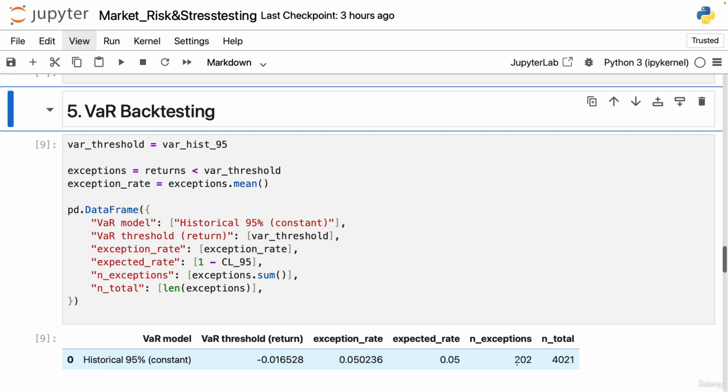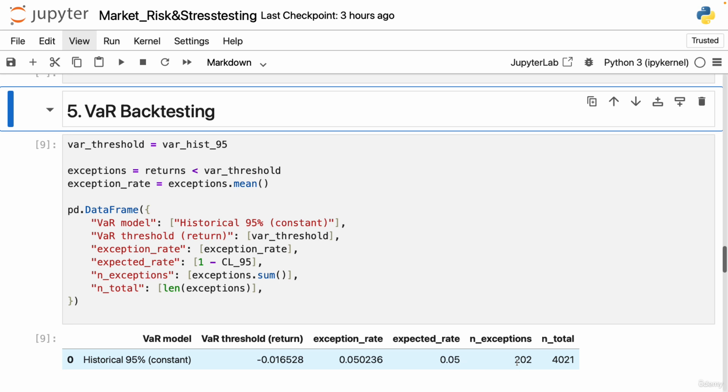This backtesting result tells us that the VaR threshold is breached at approximately the expected frequency. However, this does not mean that the model is perfect or complete. VaR backtesting focuses on how often losses exceed the threshold, not how large those losses are or when they occur. A model can pass a basic frequency backtest while still severely underestimating extreme tail losses.